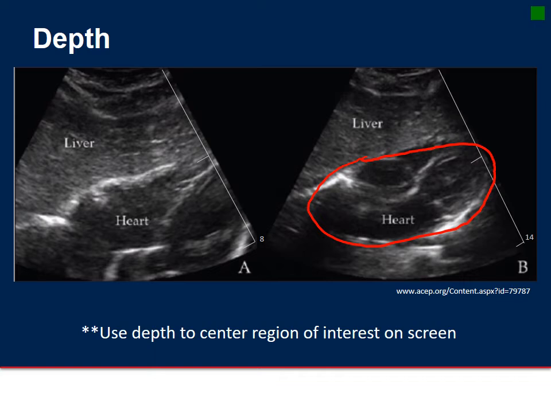It's also good to understand that sometimes people put our object of interest too close to the transducer in relation to the entire image, so sometimes you'll see that the depth is actually too high and our object of interest is way up here at the top of the screen. This is also suboptimal because the image won't be as large and the resolution won't be as good.